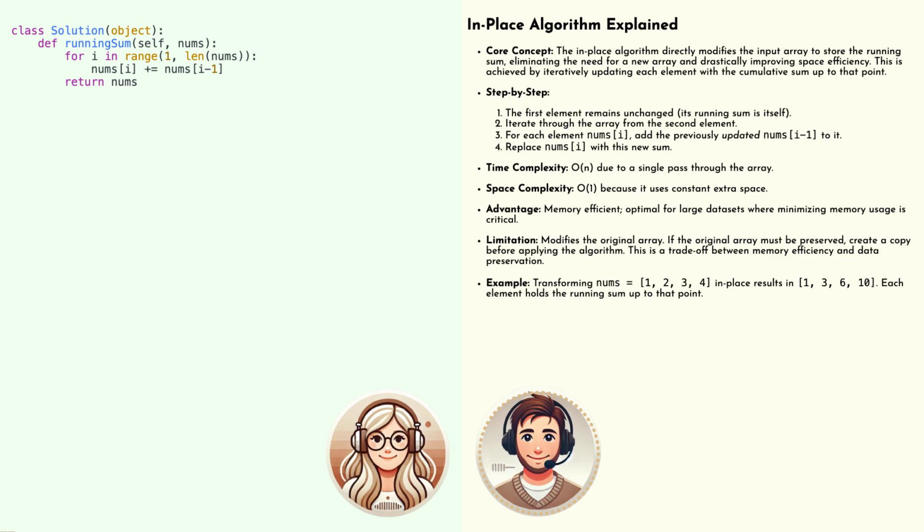Our old friend. The first element is easy, right? The running sum up to the first element is just itself, 1. Right, so nothing changes there. Now, for the second element, we add the first element to it, so 1 plus 2, which gives us 3. Our array now looks like [1, 3, 3, 4].